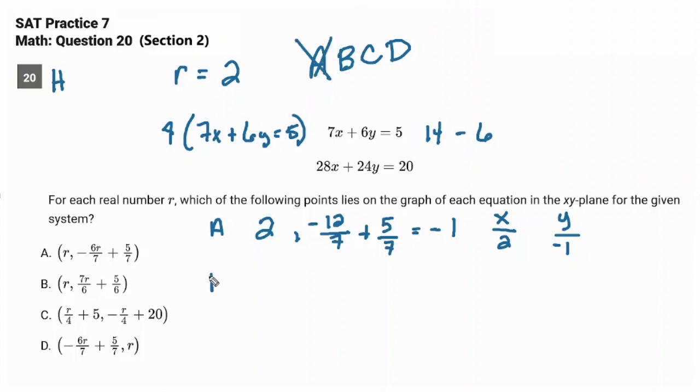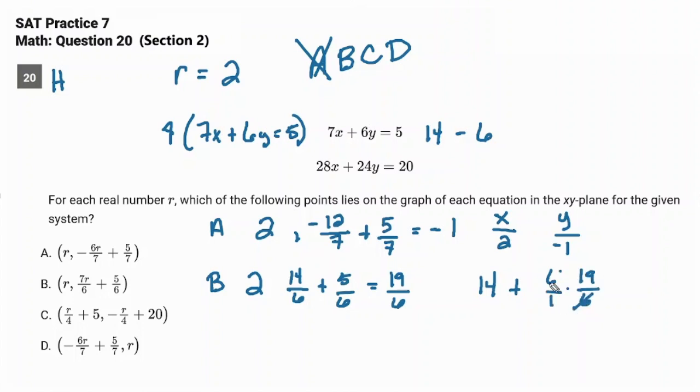And I'm just going to do the same thing. B says r is 2. 7 times r is 14 over 6, plus 5 over 6. Bottoms are the same, so it's 19 over 6. So my x is 2, my y is 19 over 6. So 7 times 2 is 14, plus 6 times 19 over 6. 6's go away. When you're multiplying, you can reduce with fractions, so it's 14 plus 19. Don't need to do any more with that. Not going to be 5.